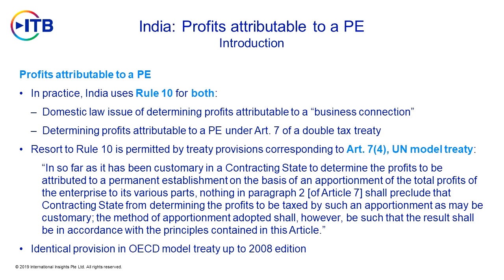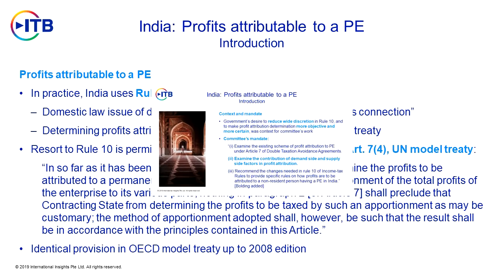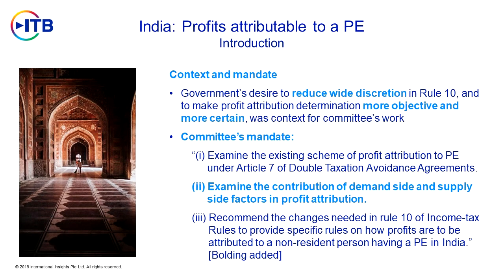The method of apportionment adopted shall, however, be such that the result shall be in accordance with the principles contained in this article. As you know, an identical provision was included in the OECD Model Treaty up to the 2008 edition. The government's desire to reduce the wide discretion in Rule 10 and to make the profit attribution determination more objective and therefore more certain was the context for the committee's work.